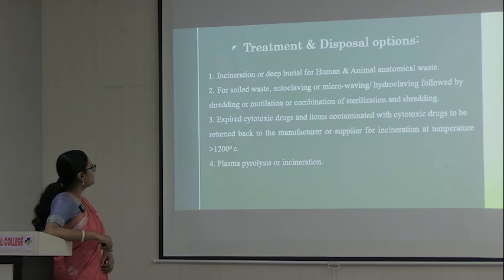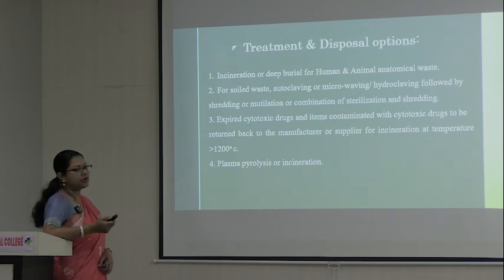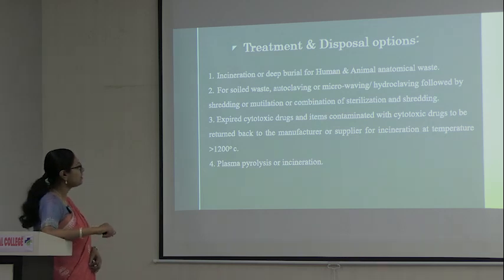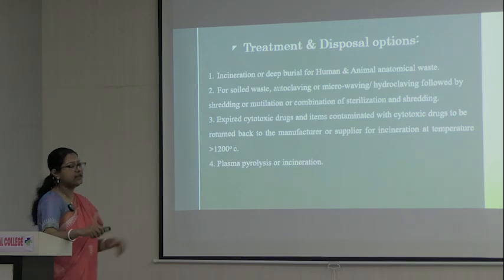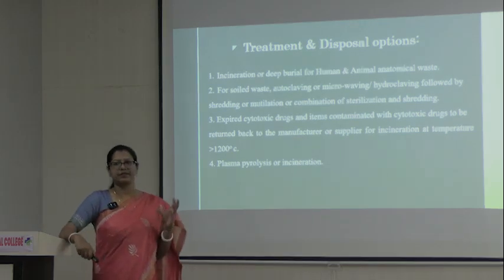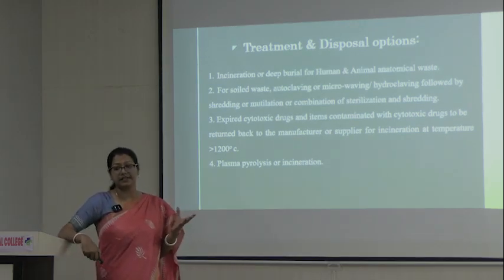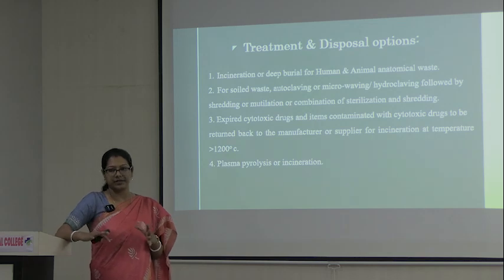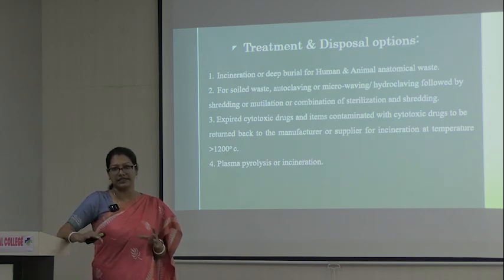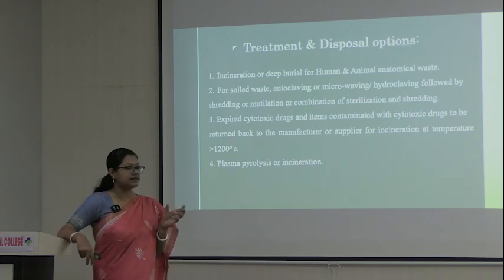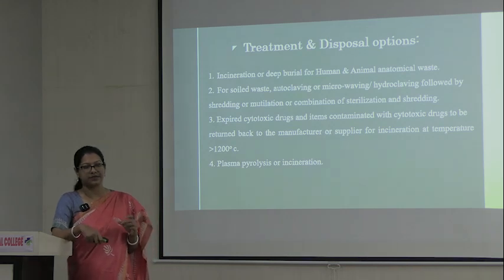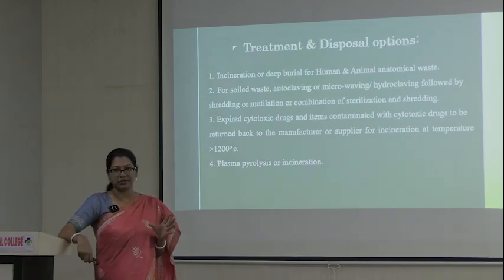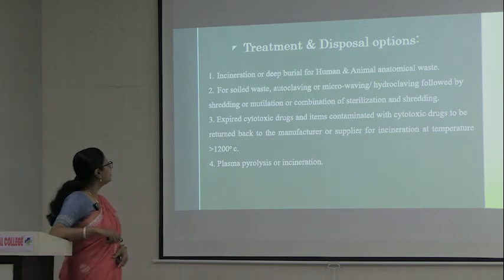Then for soiled waste, one of the options is autoclaving. What do you do in autoclaving? There is a specific temperature, maybe 121 degrees or 150 degrees. Then there is a pressure point, how much pressure we need. And the time period is also specific, 30 minutes, 40 minutes, 45 minutes. Usually it is for 1 hour, 60 minutes.